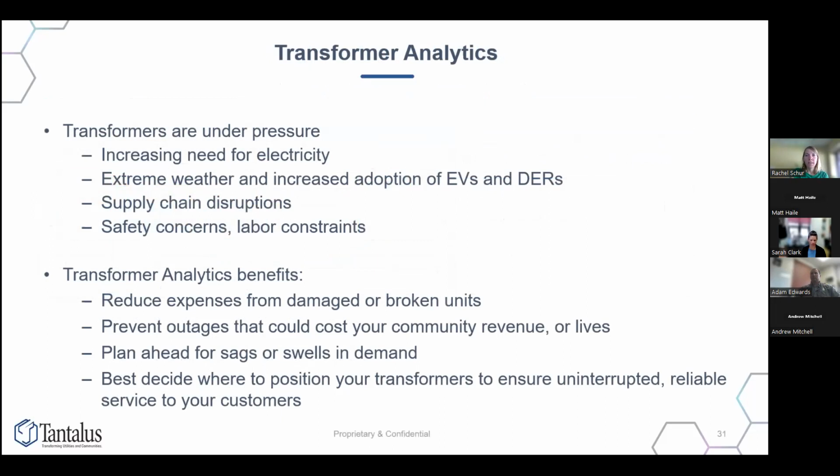So for me, that brings it back to Tantalus, and I'm going to turn it over to Matt. But before I turn it over to Matt, I want to thank Rachel and Adam and Sarah for participating and showing us how two different utilities are using this tool.